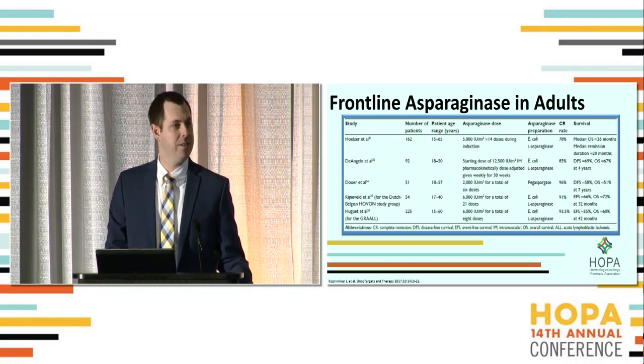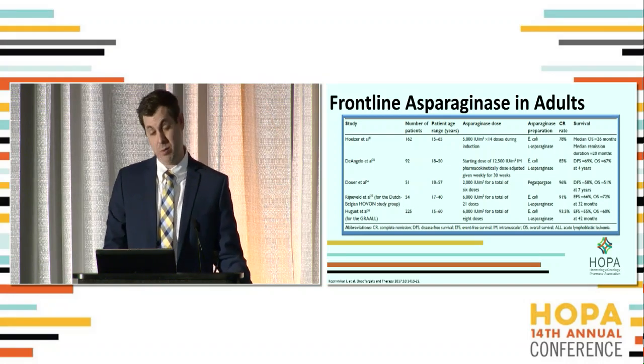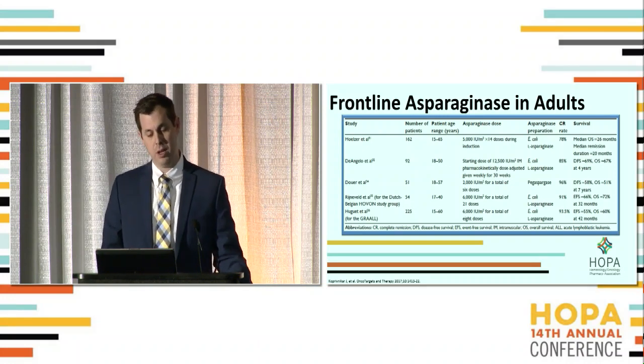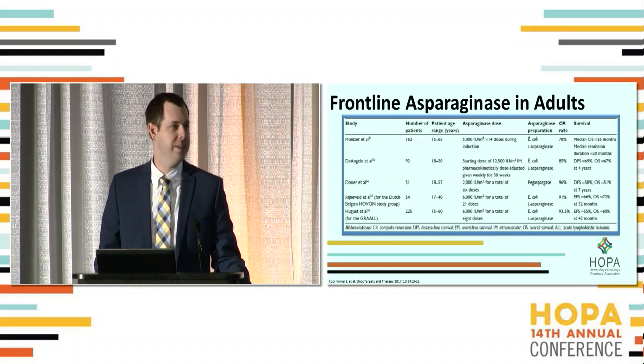We have thoughts that the older you get, obviously, the less likely you are to tolerate asparaginase, and that number seems to be, when you read in the literature, around 45 to 50 years of age at this point. And the other thing I'll draw your attention to is which product they used. You can see 4 of these 5 studies used E. coli asparaginase, which is no longer commercially available. So only 1 of these studies used PEG asparaginase.